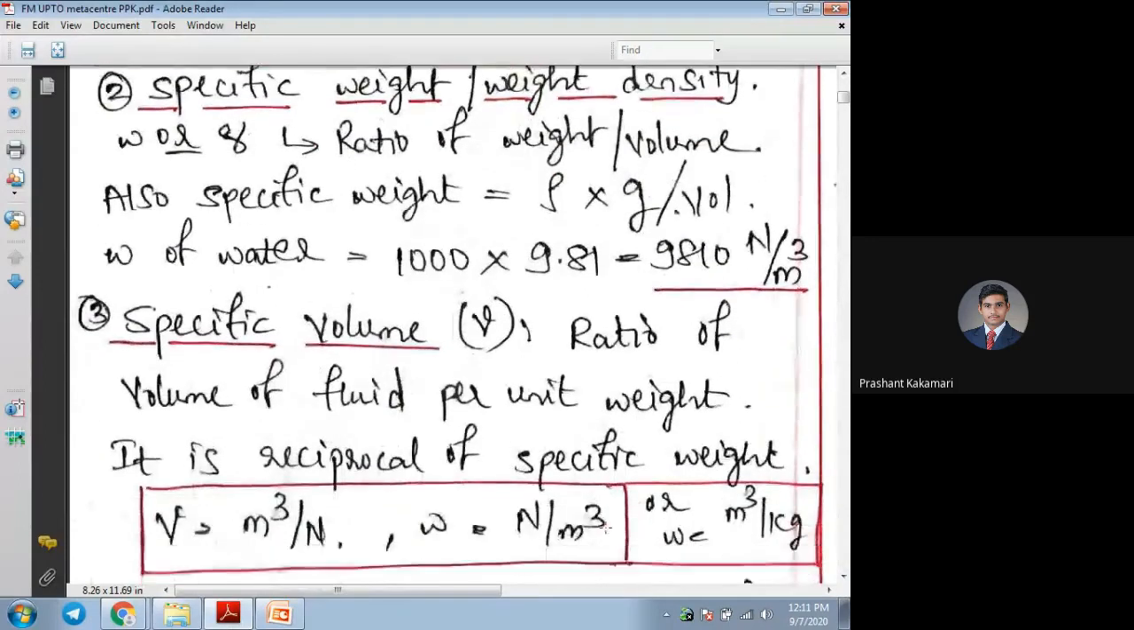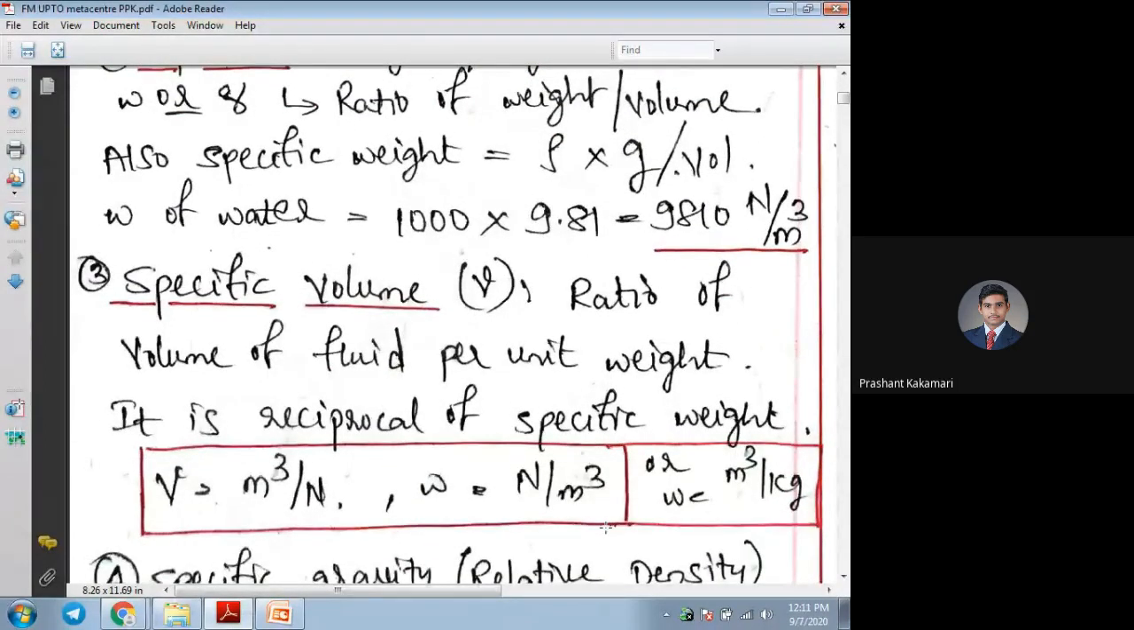Okay, going to the next definition, specific volume. Specific volume is shown with a small v. It is not gamma, it is a small v. Specific volume is nothing but the reciprocal, or if you define it, the ratio of volume of the fluid per unit weight. So per unit weight, what is this? It is nothing but the reciprocal of specific weight or the weight density. Is that clear? If I take the reciprocal of weight density, which is Newton per meter cube, and reverse that ratio, it will become the specific volume.